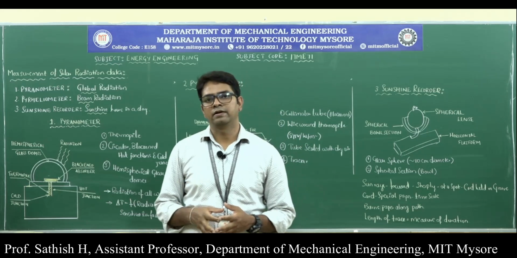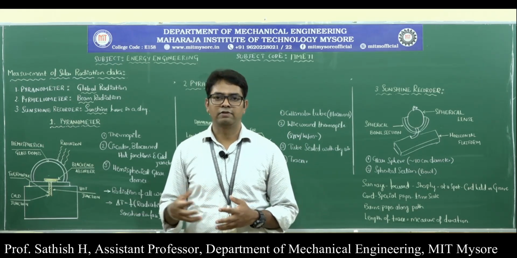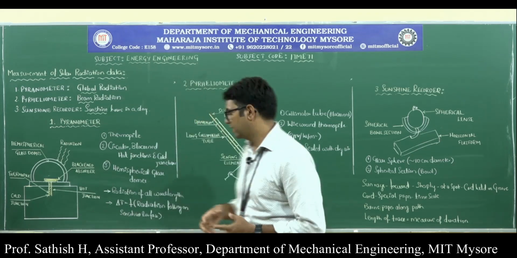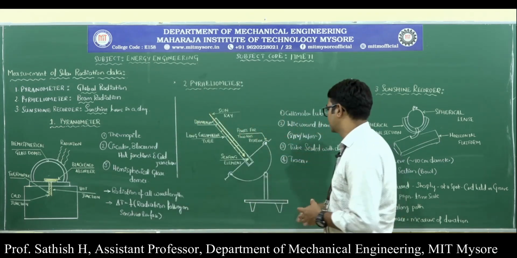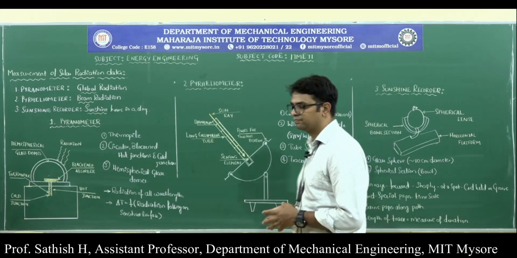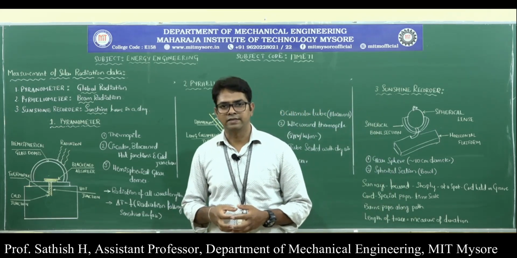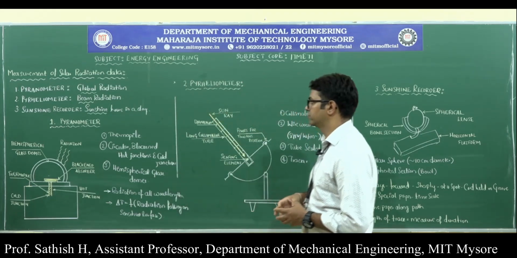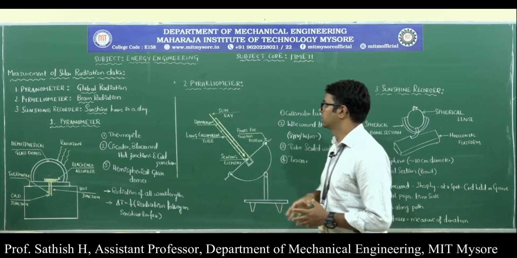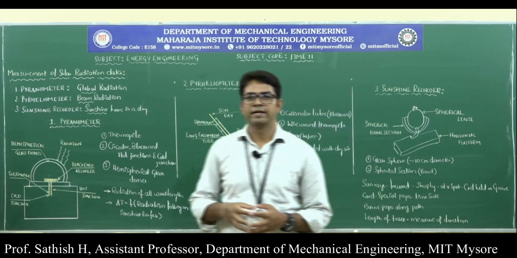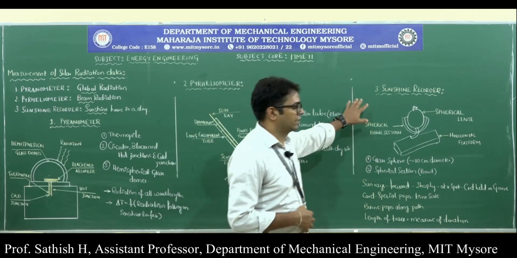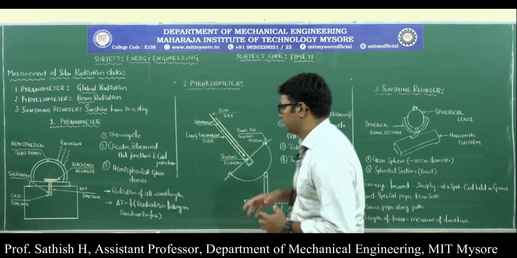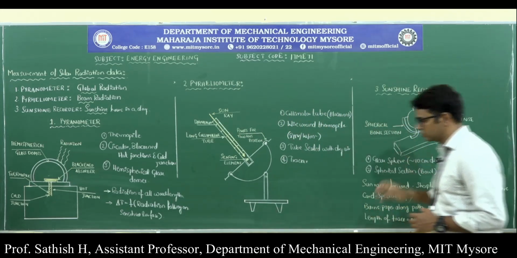So that thermopile will measure the beam radiation. In order to adjust the axis, we have a pivot for two axis rotation, and also a tracer in order to record the readings continuously. This is about the second instrument, which is used to measure the beam radiation, the pyrheliometer. Next we will discuss the third type of instrument, which is called a sunshine recorder.